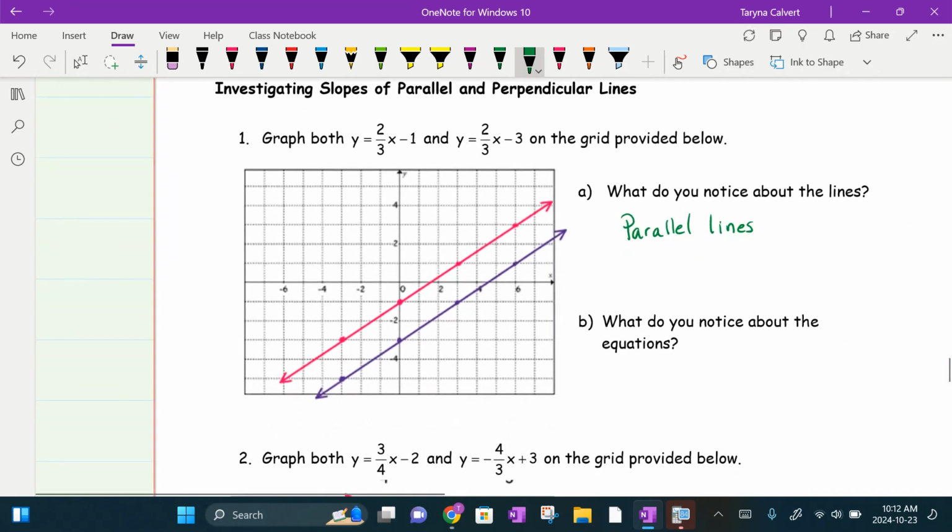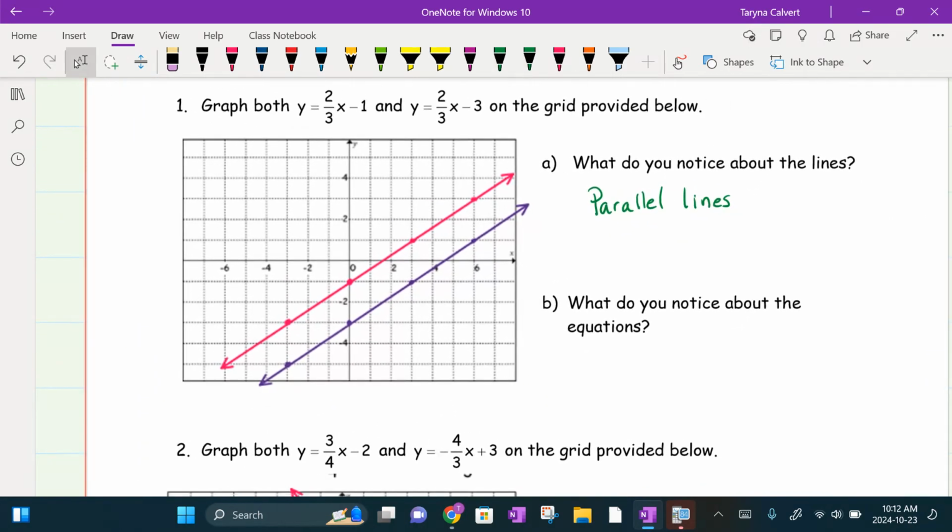Now, what do you notice about the equations? Hopefully this kind of jumped out at you. What do you guys notice about the equations? Right. And would that make sense that they would have to have the same slope if they're never going to cross? Yeah, because if they had different rise and runs, at some point they would have to cross. It might be gradual, but again, they have to have the same slopes.